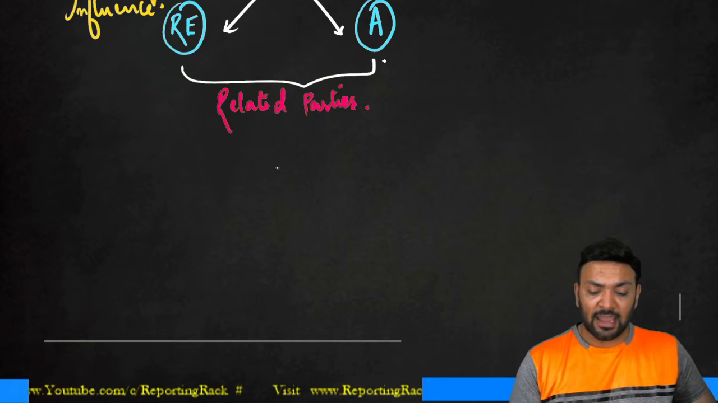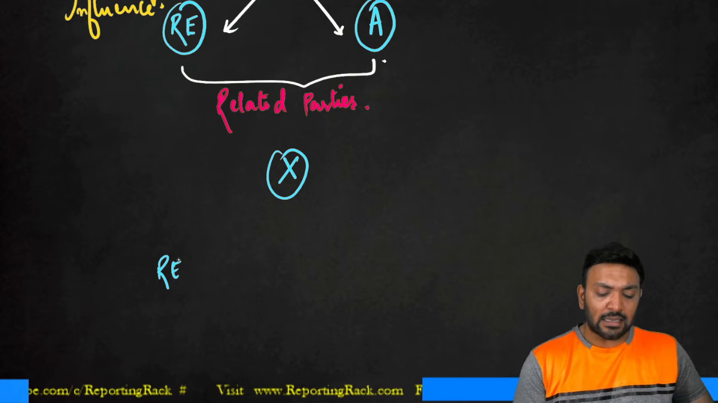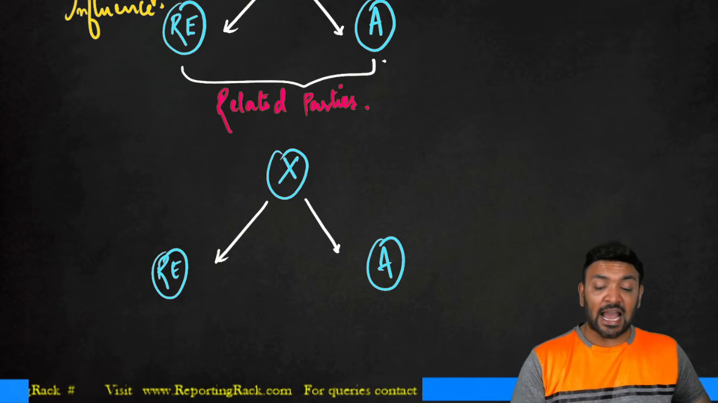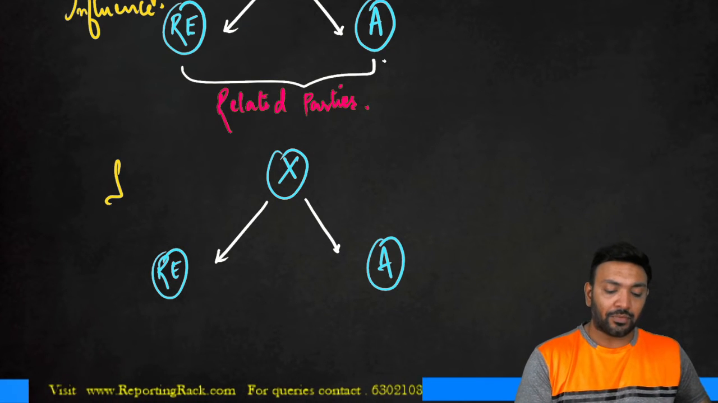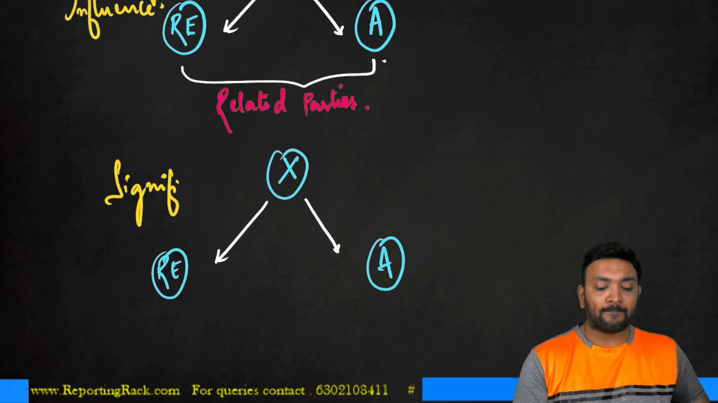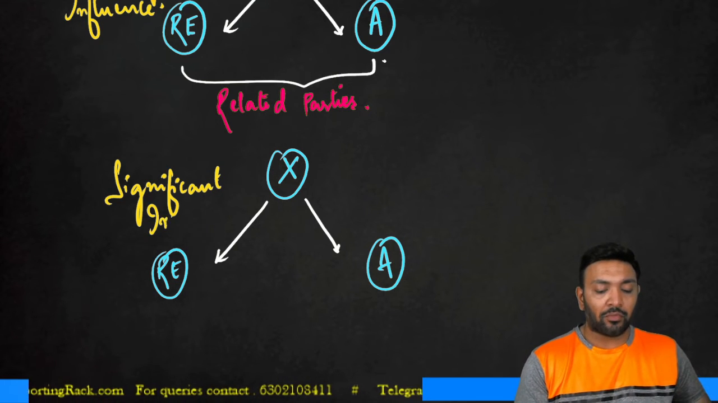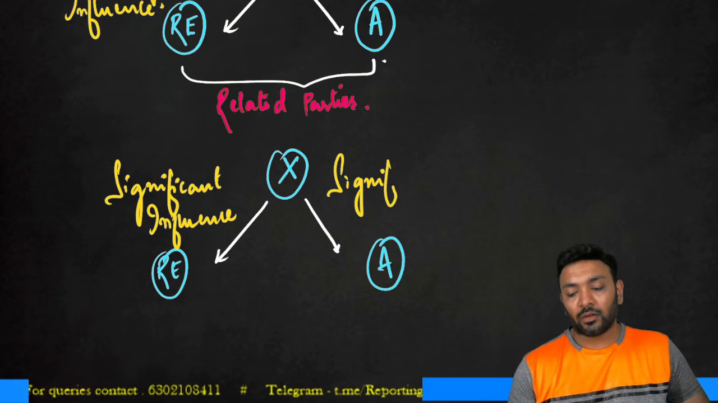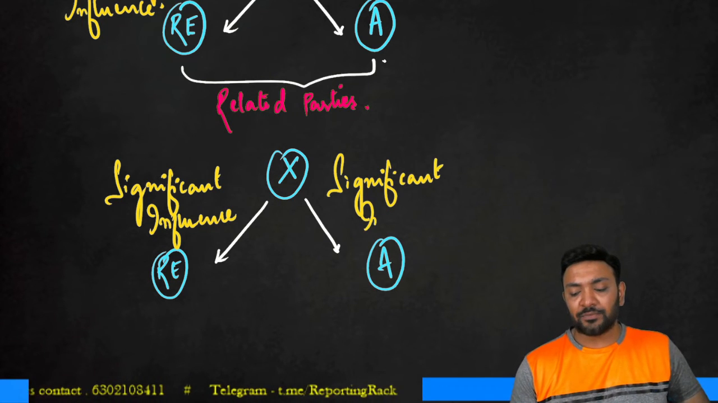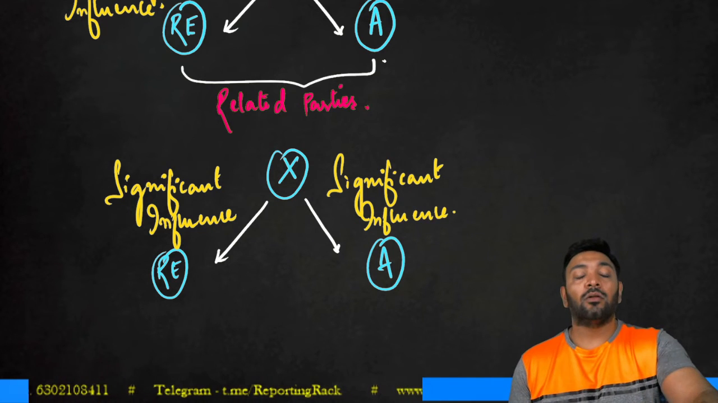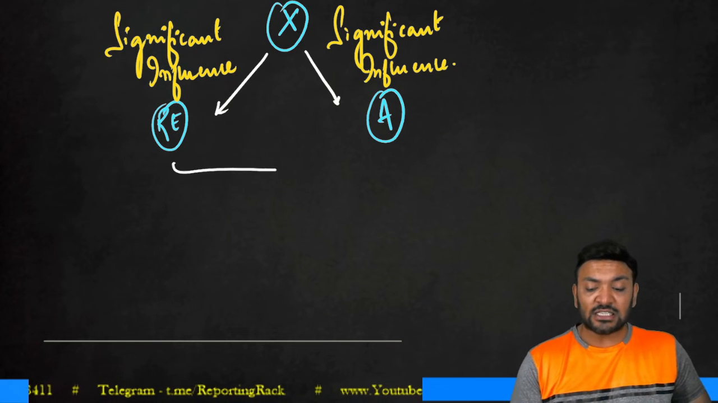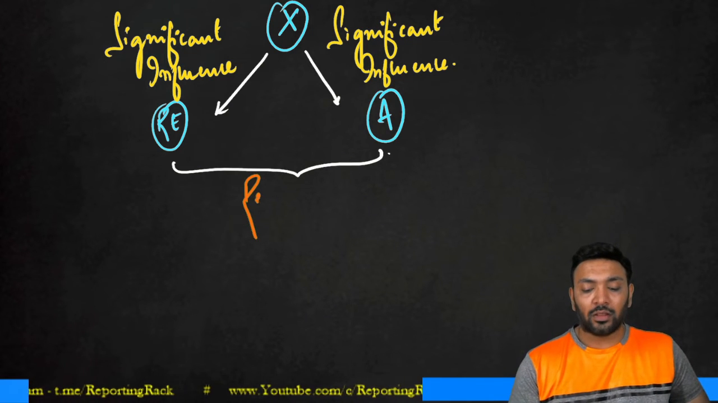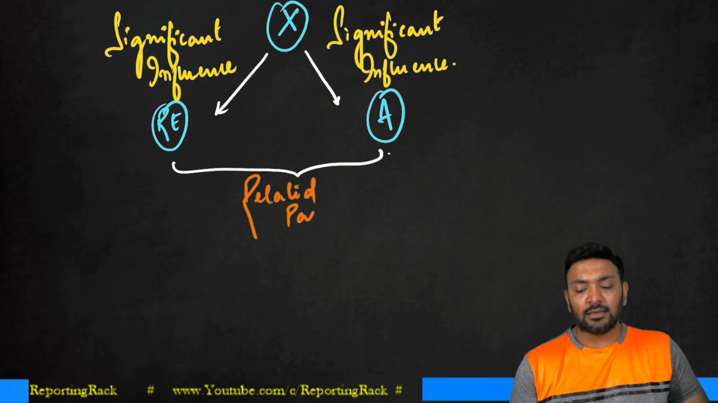In the same way, there is X, there is a reporting enterprise, and there is another enterprise A. If X has a significant influence over the reporting enterprise and has a similar significant influence even over another enterprise, then in such cases, these two parties which are under a common significant influence should not be considered as related party. They should not be considered as related party.